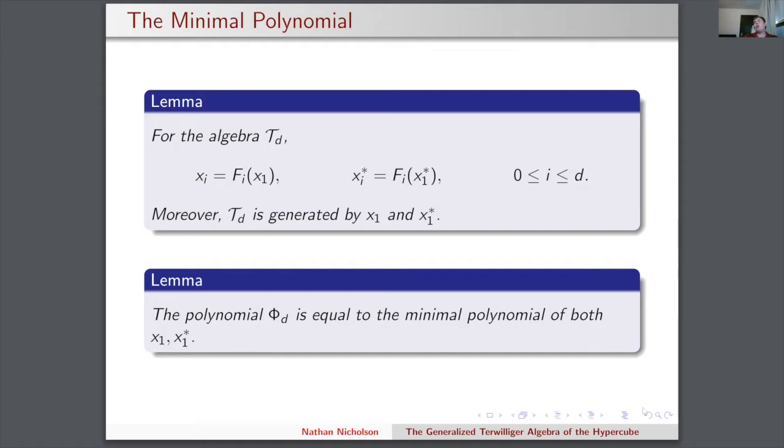So this gives us one way to view the generalized T algebra as being generated by x1 and x1 star. And we get that phi d, that same minimal polynomial of a and a star, is in fact the minimal polynomial of both x1 and x1 star.